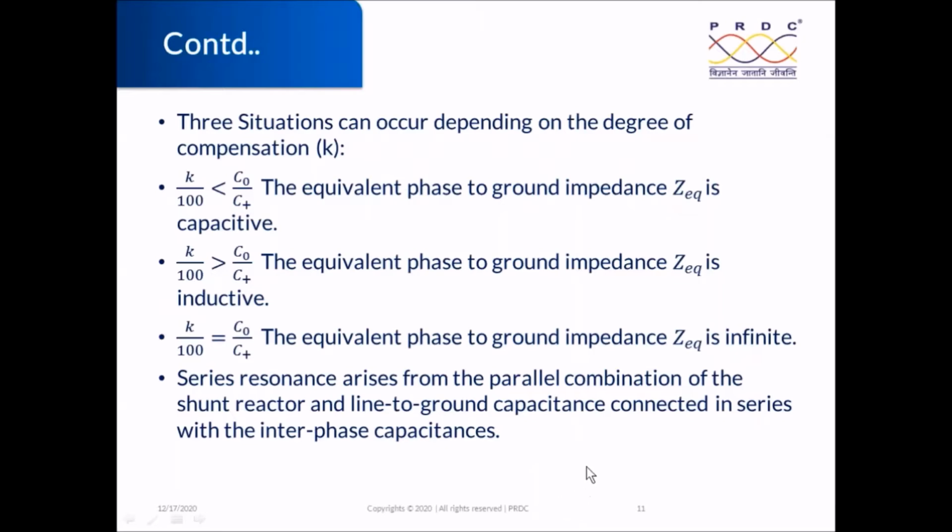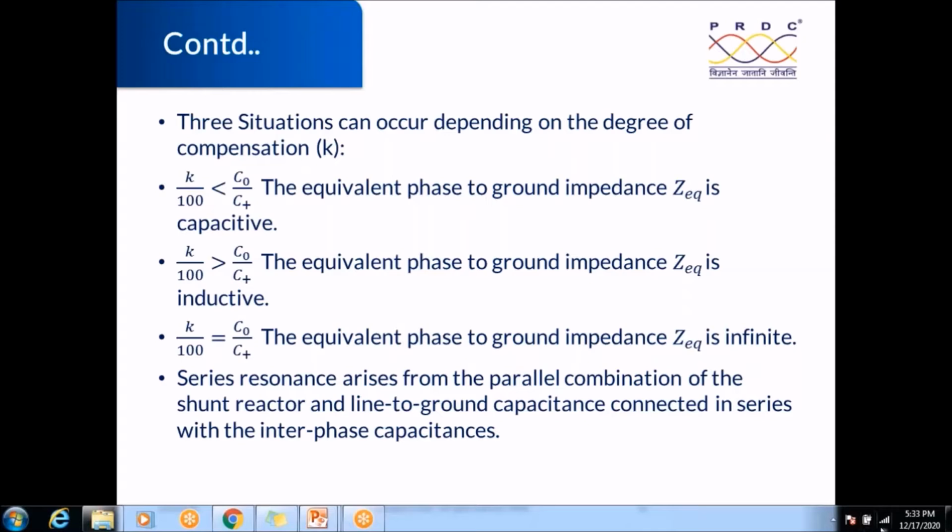We'll get into these three situations based on the degree of compensation. Okay, let us say K by 100 is less than the C0 by C plus ratio. Generally in case of an overhead transmission line, the ratio of C0 by C plus, the zero sequence capacitance to the positive sequence capacitance, will be around 60 to 70%, right? So the zero sequence capacitance is 60 to 70% of the positive sequence value in overhead lines. If your degree of compensation is less than that 60%, then the denominator is negative, so this becomes capacitive.